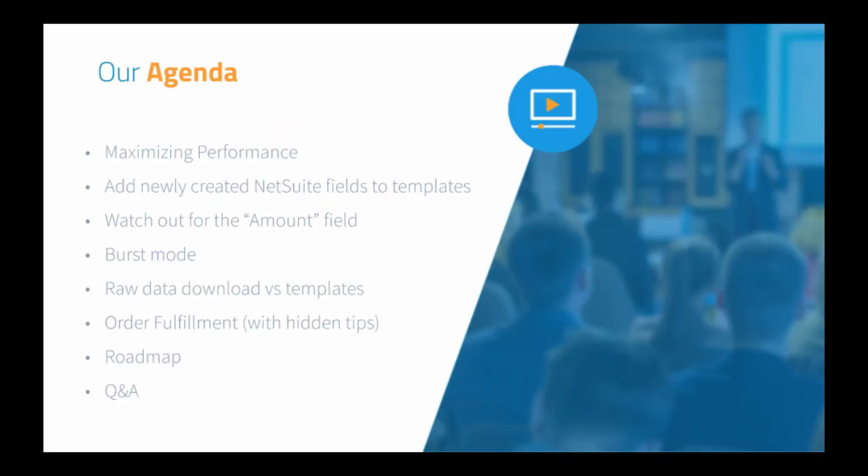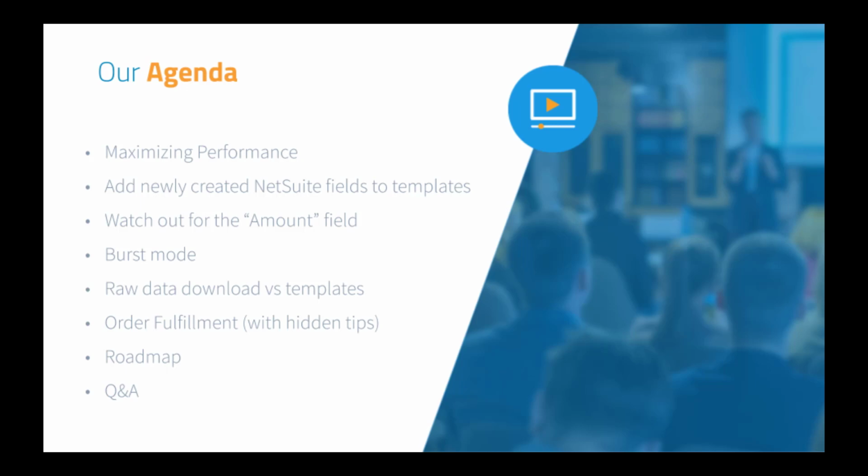So this is the agenda, what we want to try and cover today in roughly 30 minutes. We're going to go over maximizing performance, adding newly created NetSuite fields to templates. It's kind of a tip on watching out for the amount field. Burst mode, which is a feature that's soon to come out of beta, then a few other tips and tricks, and then a longer, more involved demo with Kevin that's going to go through creating sales orders and then fulfilling those sales orders all within CloudExtend Excel for NetSuite, and along the way with some tips and tricks inside of that part of the application.